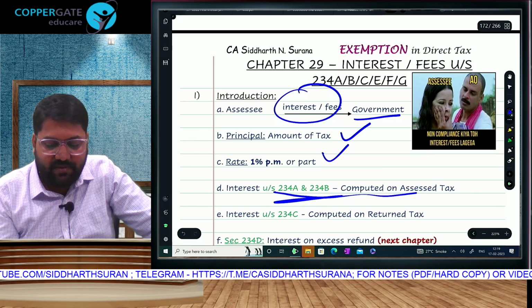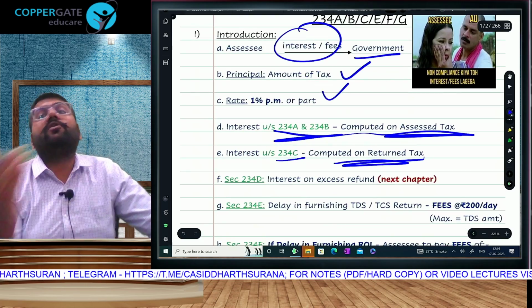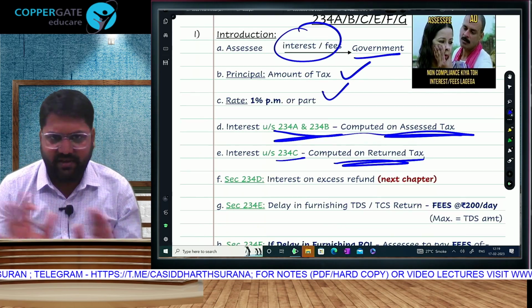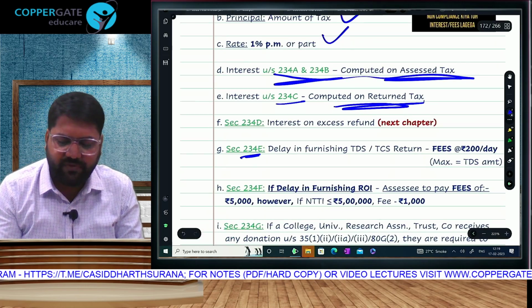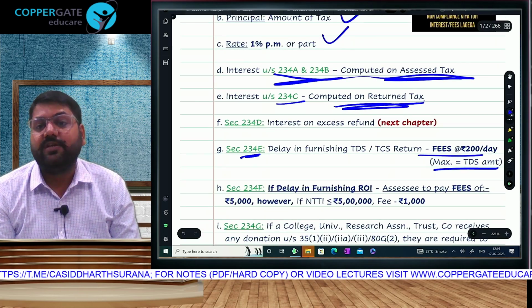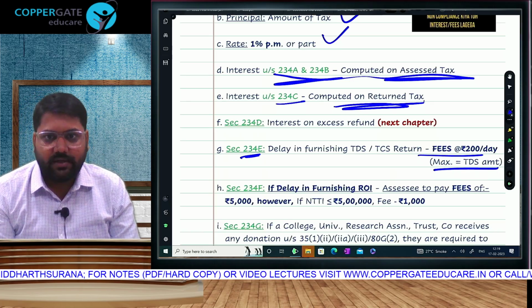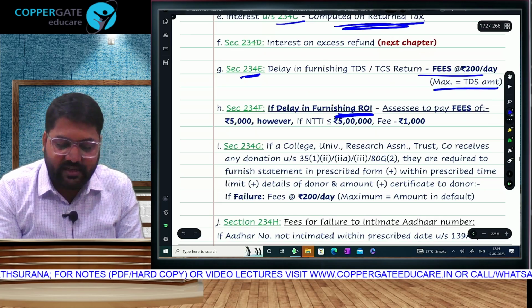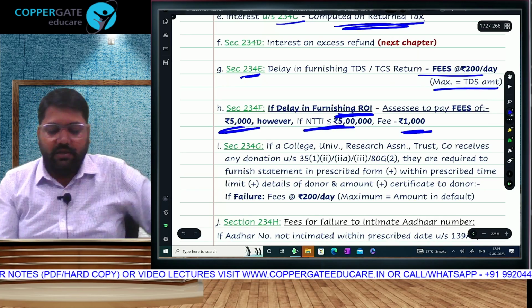For 234A and B, we will check on the assessed tax, but 234C on the return tax. 234D is interest on excess refund that we learn in the next chapter, not relevant for intermediate students. 234E, we have already seen fees for late filing. Late filing fees 200 per day, but not more than the TDS amount in the quarter. 234F, delay in furnishing return of income. Normally it is 5,000, but income up to 5 lakh is only rupees 1,000.